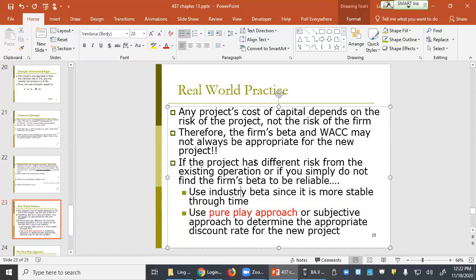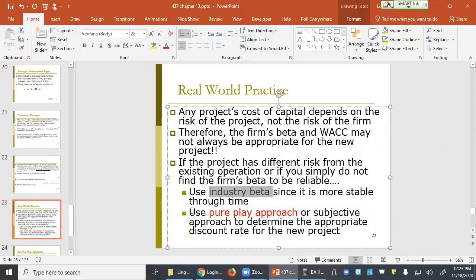So if the project has a different risk from the existing operation of the corporation, or if you simply do not find the firm's beta to be reliable, then what do you need to do? If your company's beta is not reliable, you can use industry beta, since many studies have found that industry betas tend to be much more stable and therefore reliable through time.